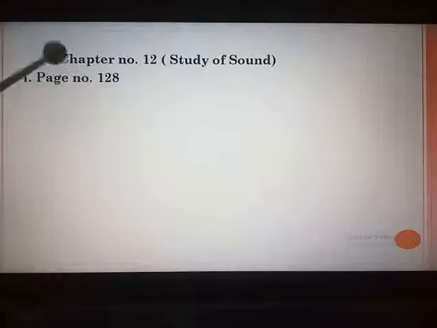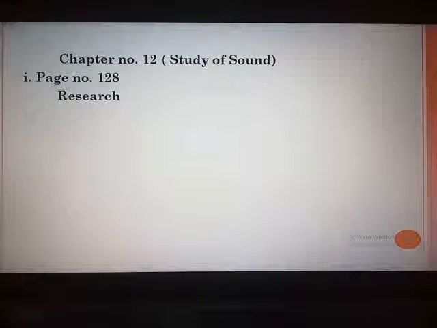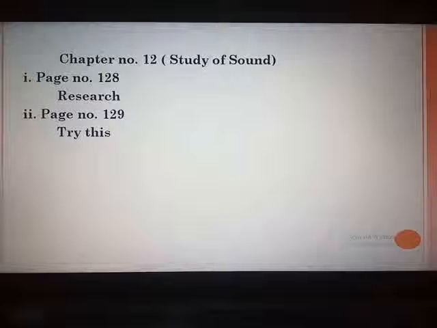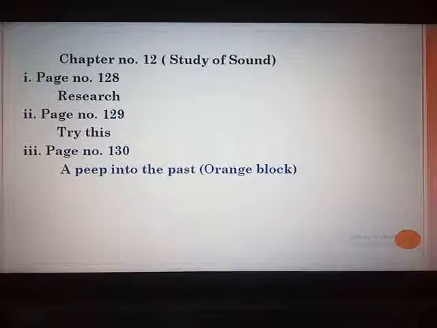Page number 128. Remove the activity towards the bottom, Research. Page number 129, on the top you have an activity, Try this. Remove that activity, all the 4 steps. Page number 130, you have an orange colored block, A peep into the past, with information about the bats. Remove that block.